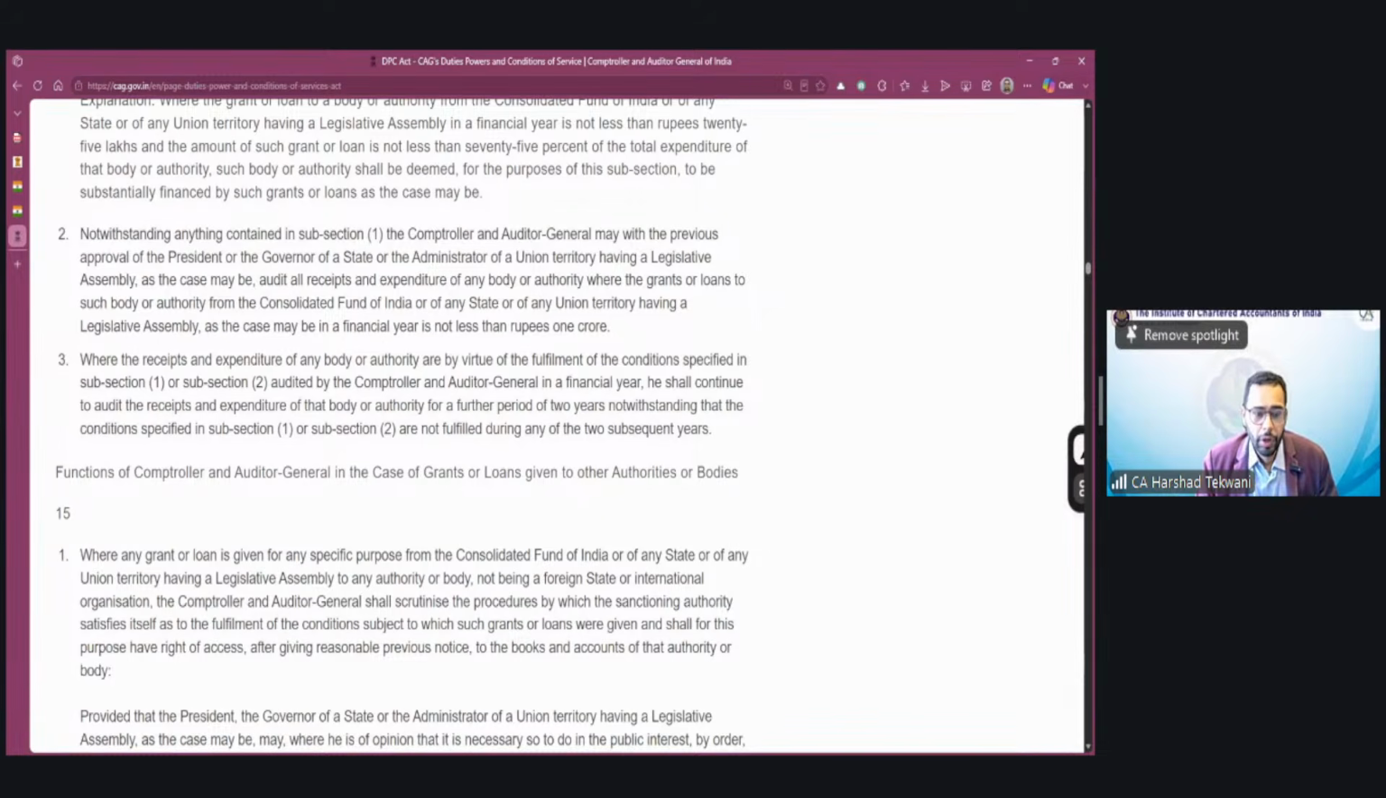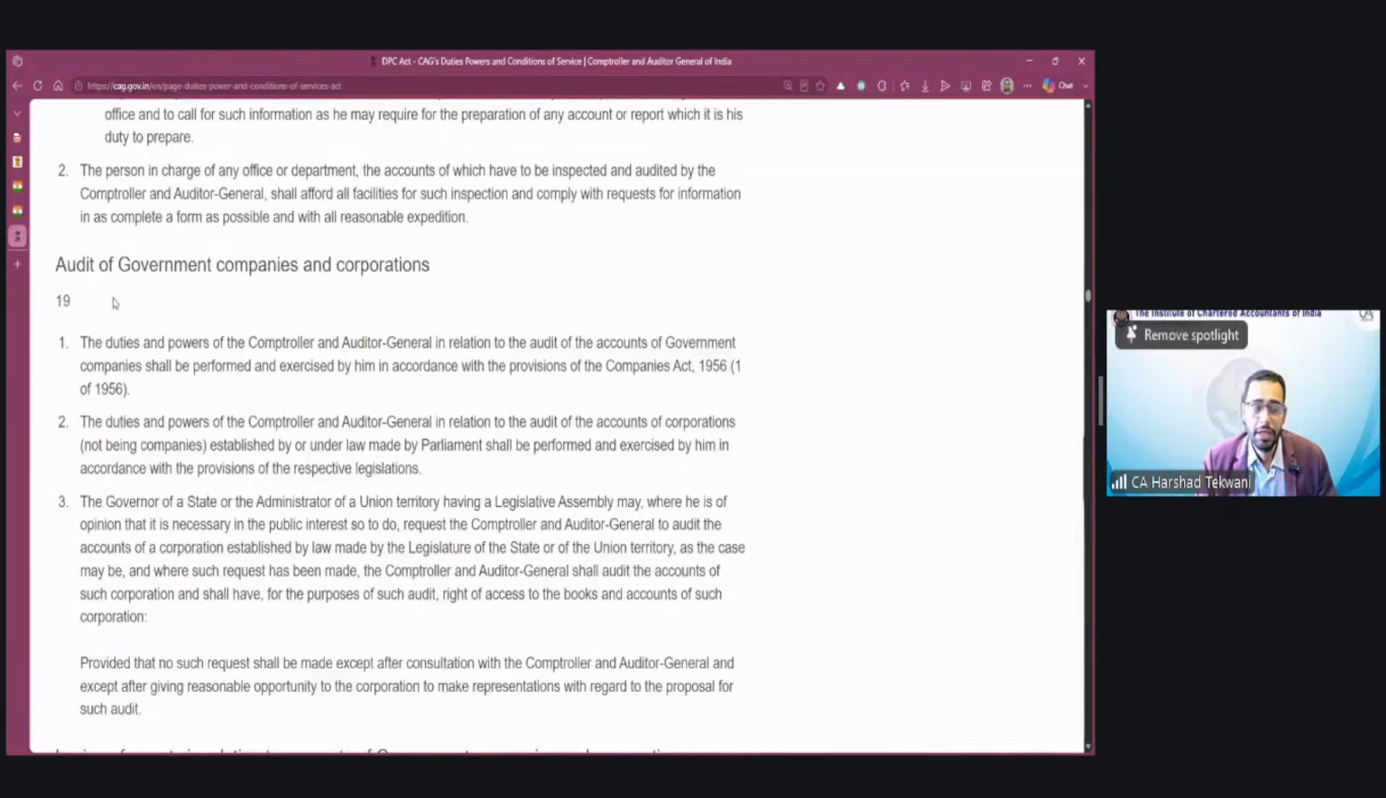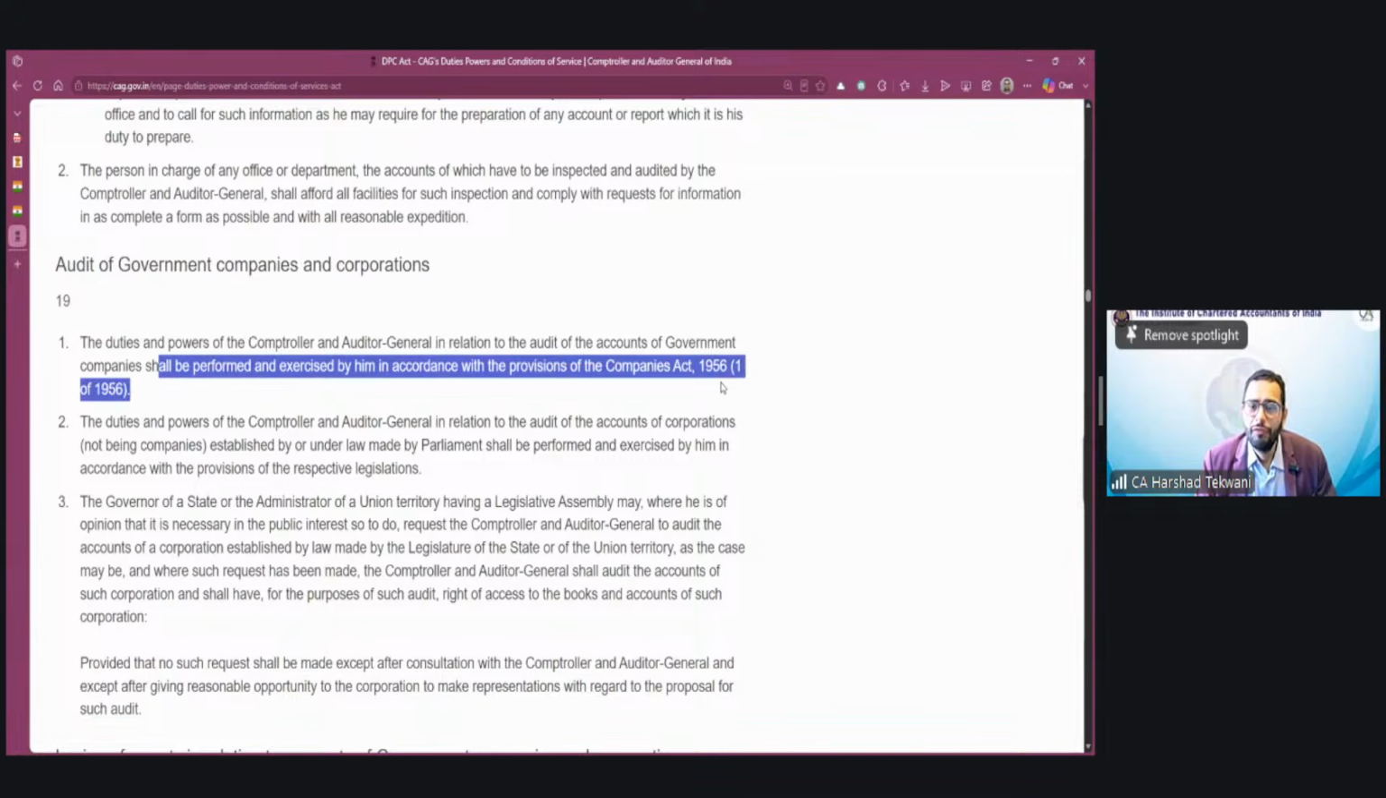Okay, and this also gives the DPC Act, which basically extends the powers given under the Companies Act. See, the Companies Act talks about appointment of the auditor in the case of a government company by CAG. Same, the DPC Act extends that to the audit of government companies and corporations. Section 19 says that the duties and powers of CAG shall be performed and exercised by him in accordance with the provisions of the old Companies Act. The reference is old, but now it is 2013.